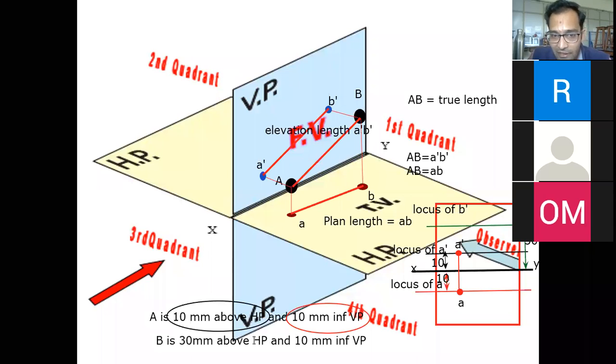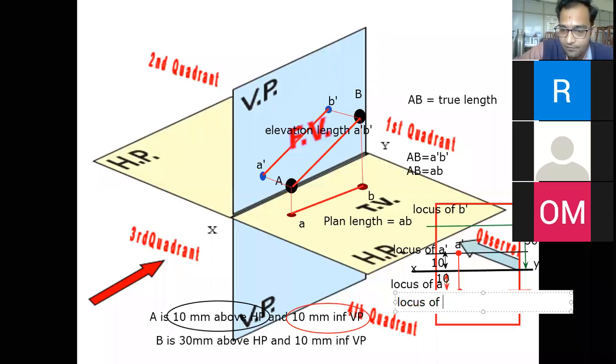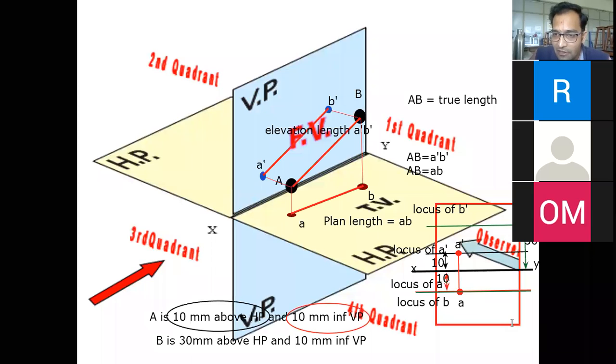In a similar manner, we have another data, 10 mm in front of VP. So that data is going to be presented over here. On the same line of locus of A, we are going to have locus of B. Why on the same line? Because it suggests that point B is 10 mm in front of VP. Point A is also 10 mm in front of VP. So the locus of A gives the same position as locus of B. Due to this only, I told you that I need another lecture for this particular topic.